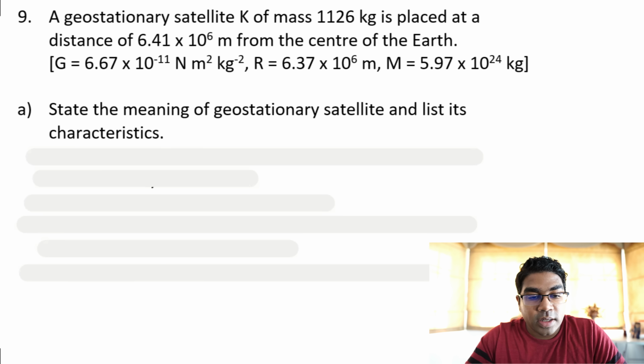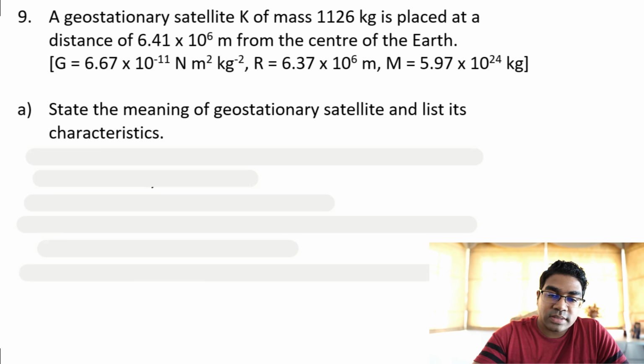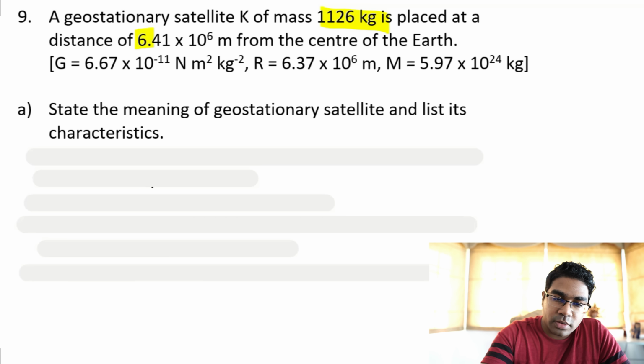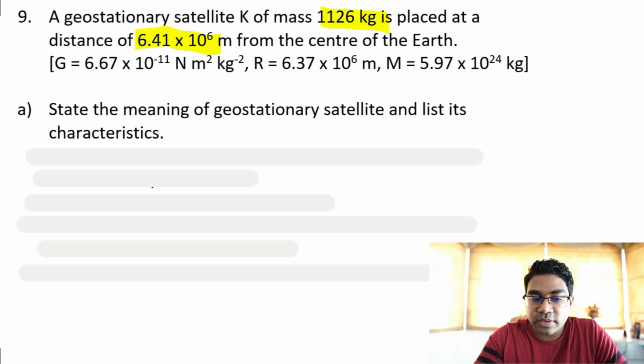Number 9. A geostationary satellite K of mass 1126 kg is placed at a distance of 6.41 times 10 to the power 6 meter from the center of the Earth. So they've given you a few constants here. State the meaning of geostationary satellite and list its characteristics.